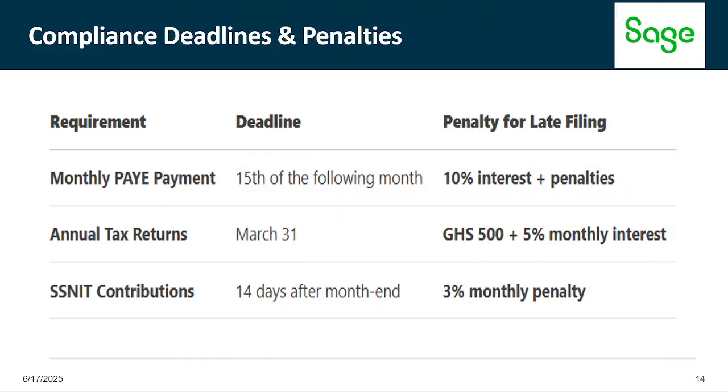you will pay 500 plus 5% monthly interest. SSNIT contribution is due 14 days after month end.